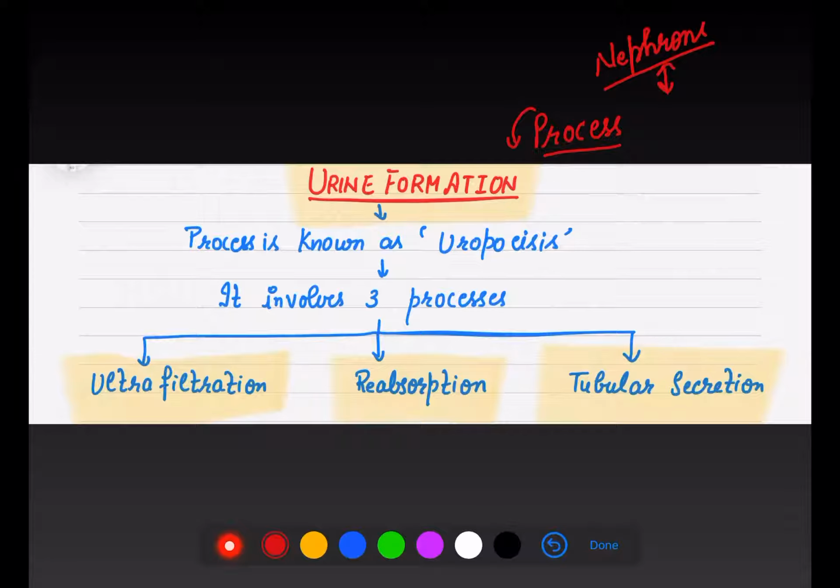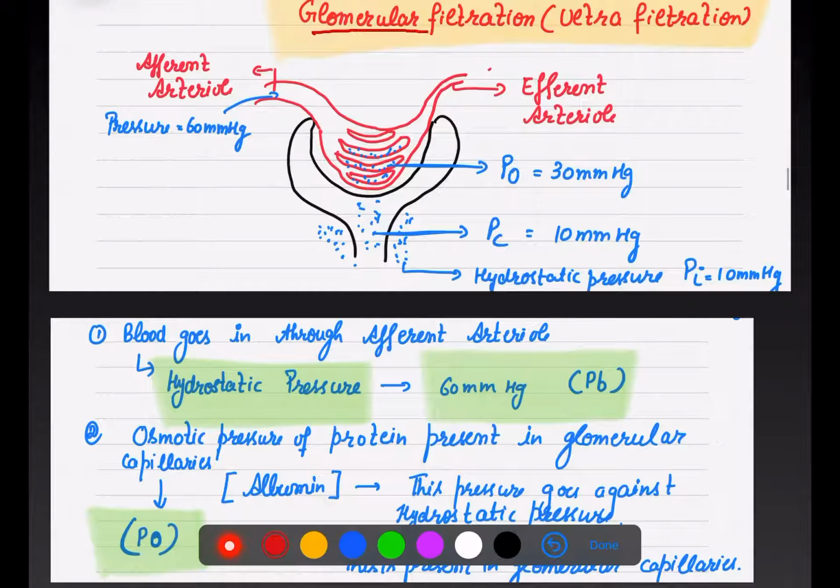Now the process of formation of urine is known as uropoiesis, and this uropoiesis or urine formation completes in 3 steps, right? It involves 3 very important processes. One is filtration, ultrafiltration; second is reabsorption, also known as selective reabsorption; and third is tubular secretion. Now first we are going to start with filtration, ultrafiltration, because this filtration happens in the glomerulus, so we are calling it glomerular filtration.